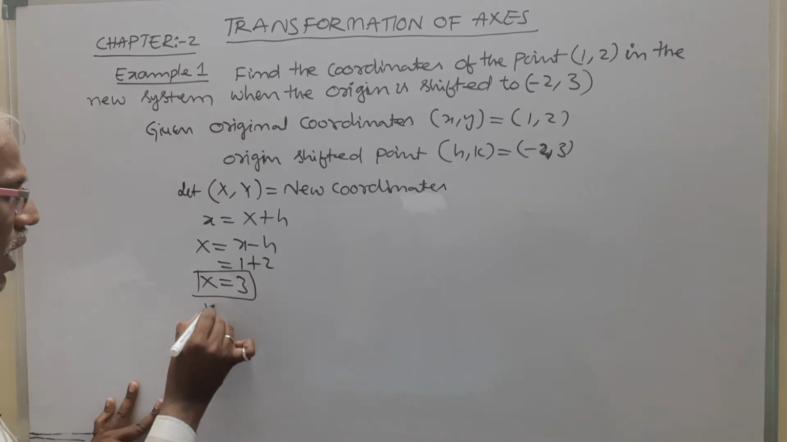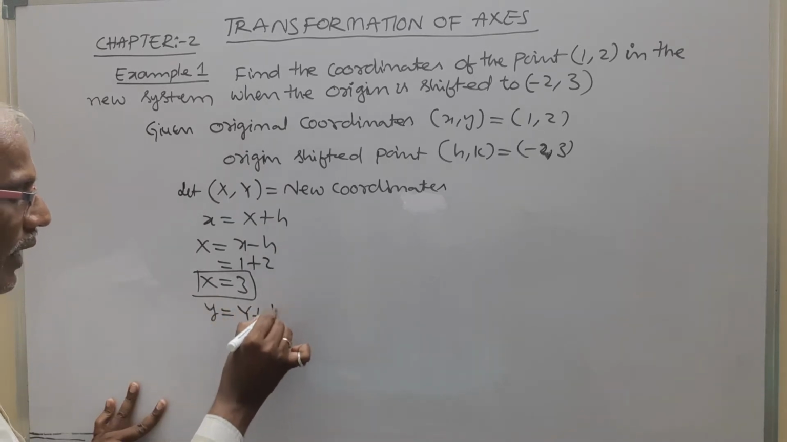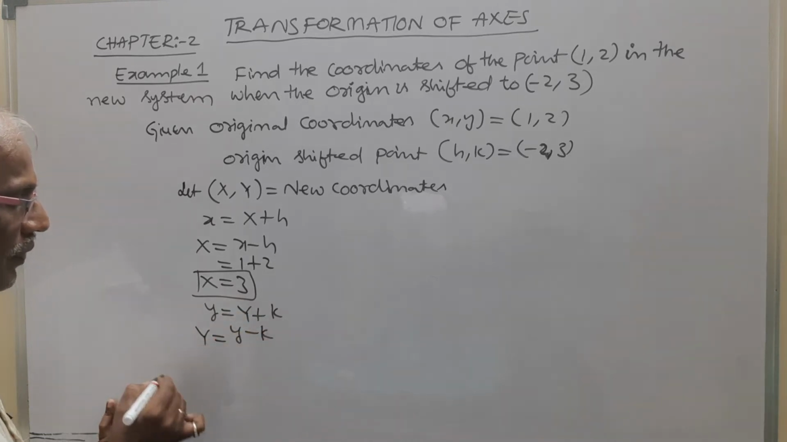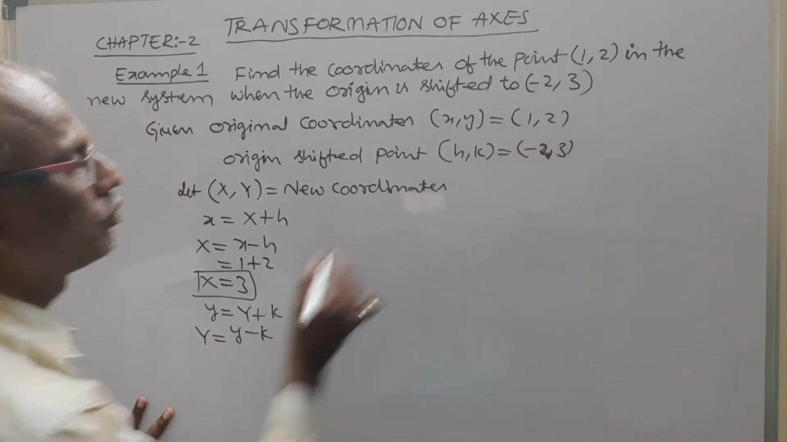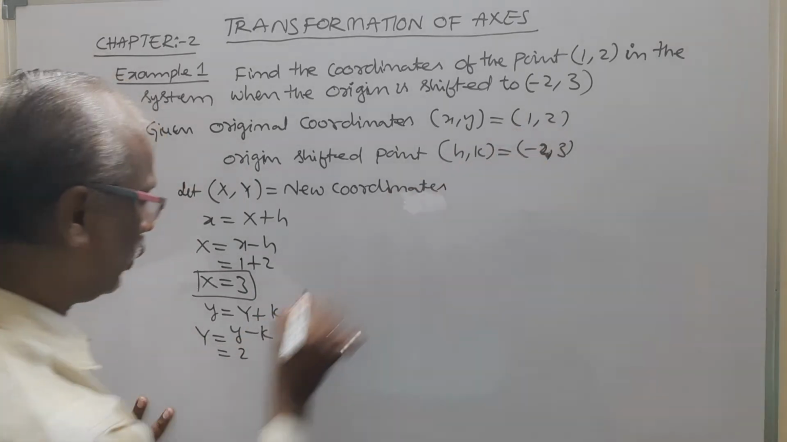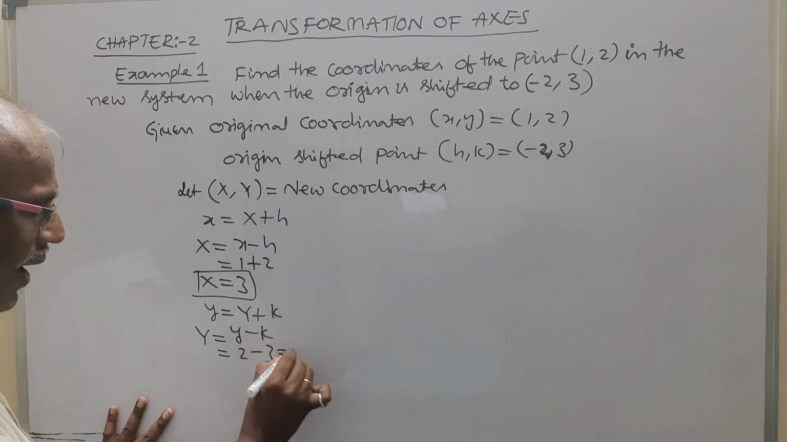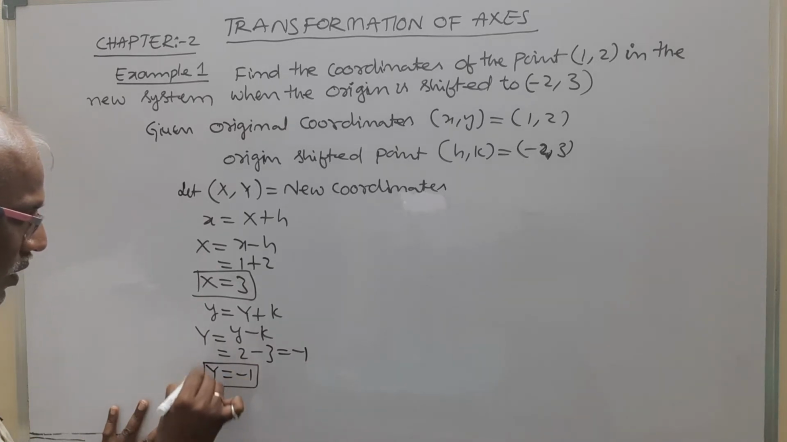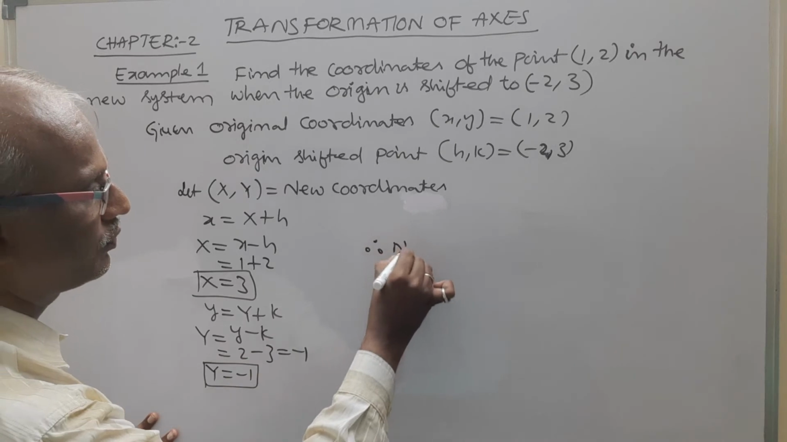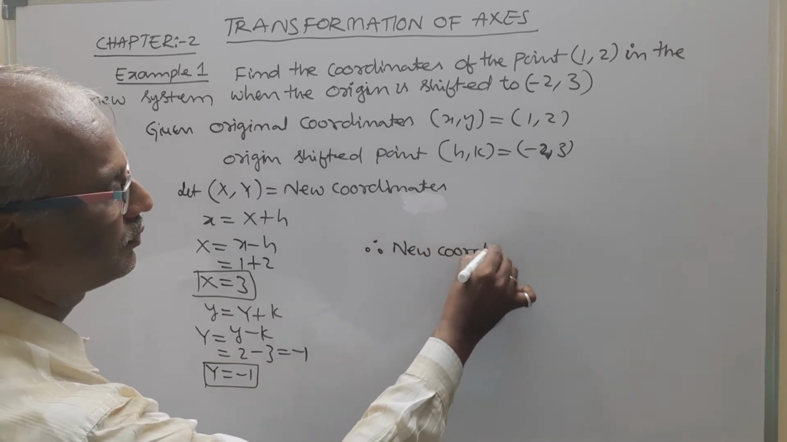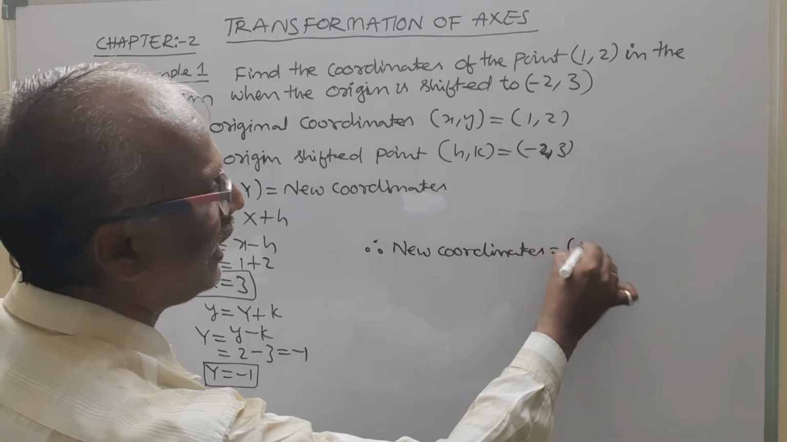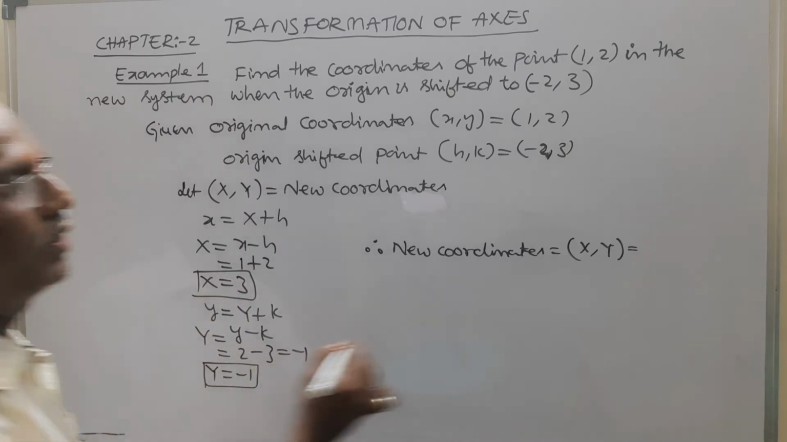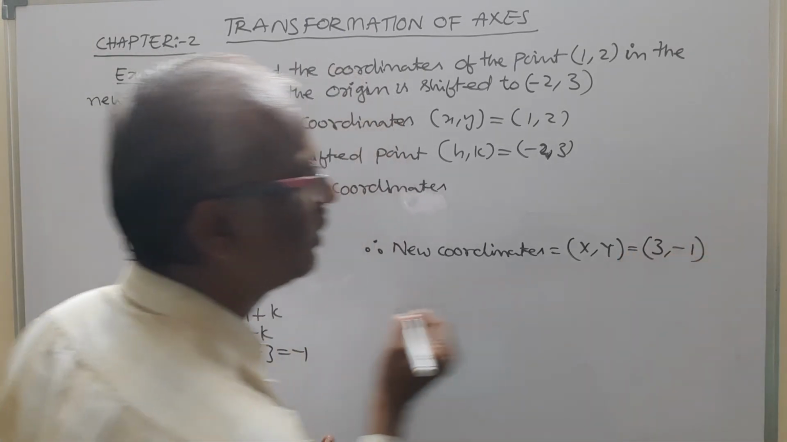And the next relation: y = Y + k. Here, to find the value of Y, Y = y - k. The value of y is 2. The value of k equals 3. 2 - 3 = -1. Y = -1. Therefore, the new coordinates (X, Y) equal the result (3, -1).